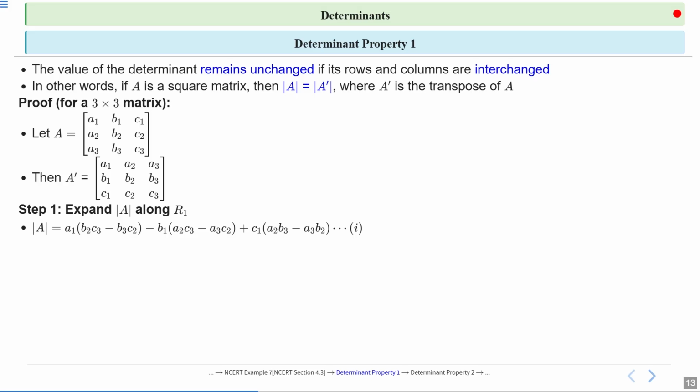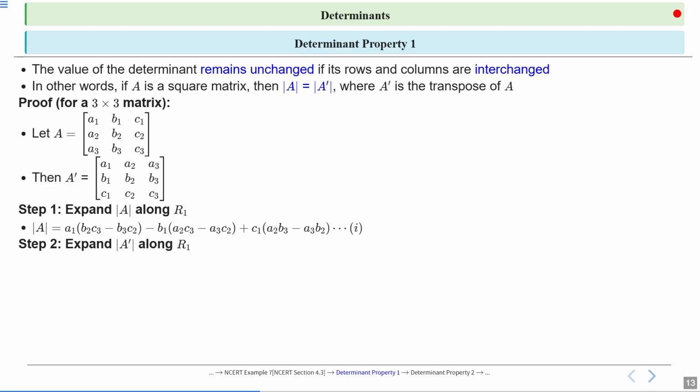So minus b1 multiplied with the determinant of the matrix obtained by cancelling the second column and first row. We get a2 c3 minus a3 c2. And for the third element c1, a plus sign, because the indices are 1 comma 3, 1 plus 3 is 4, which is even, so we get a plus sign. Plus c1 multiplied with the determinant of the matrix a2 b2, a3 b3, that is obtained by cancelling the first row and third column. So we get a2 b3 minus a3 b2.